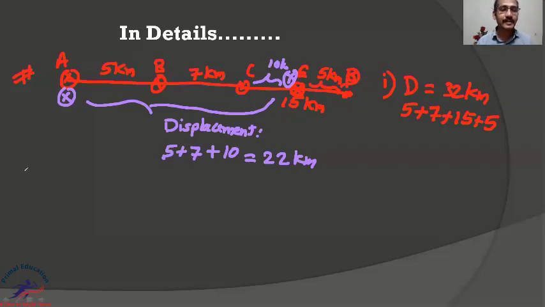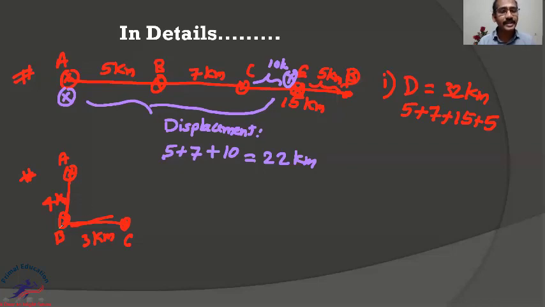Another distance and displacement we can calculate. For example, an object at point A travels up to point B, 4 kilometers. Then, perpendicularly, it travels from point B to point C. This is 3 kilometers. Now, what is the distance and displacement?